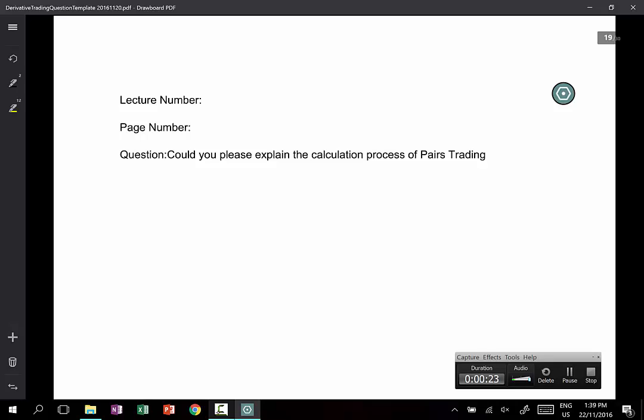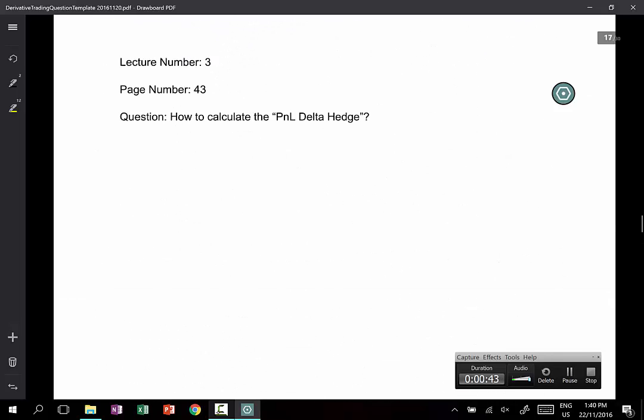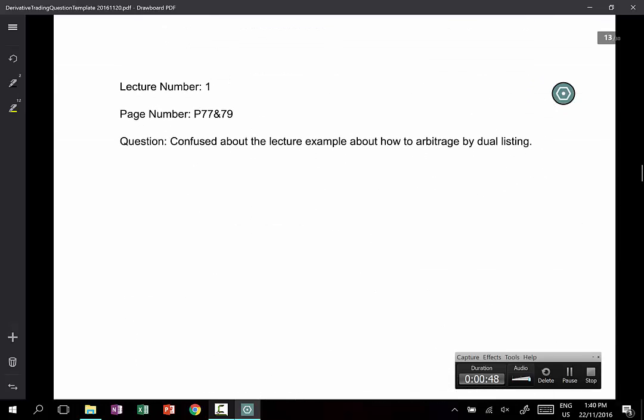I can talk for 3 hours on this, but it helps me a bit if you are more specific. But if you have a look at my answer for question 13 on pages 13 and 14, I think that should give you some clue. So 13 was about how to arbitrage by dual listing. This was using the example of, what was it, I think the Eurex versus Singapore Exchange.